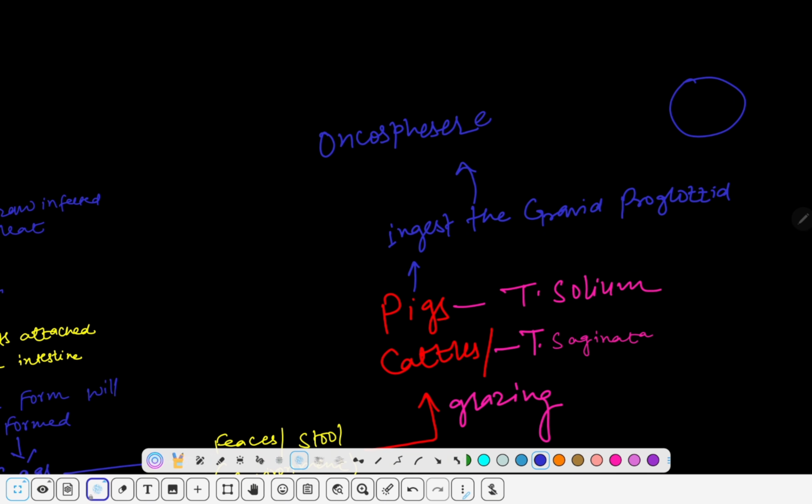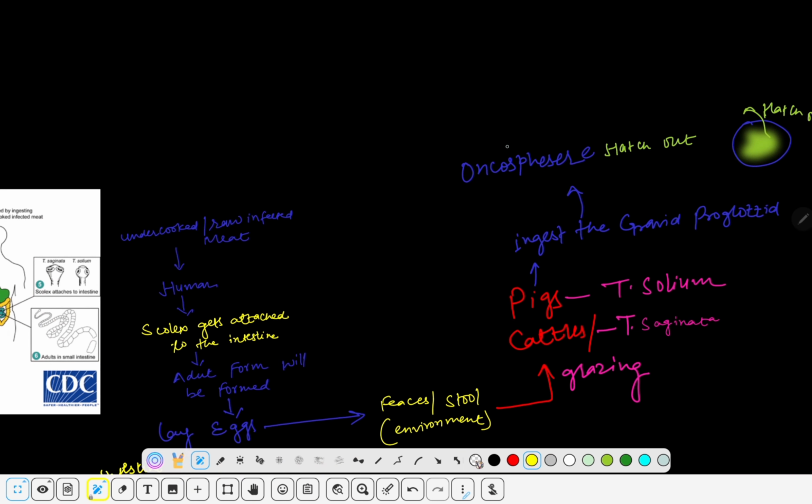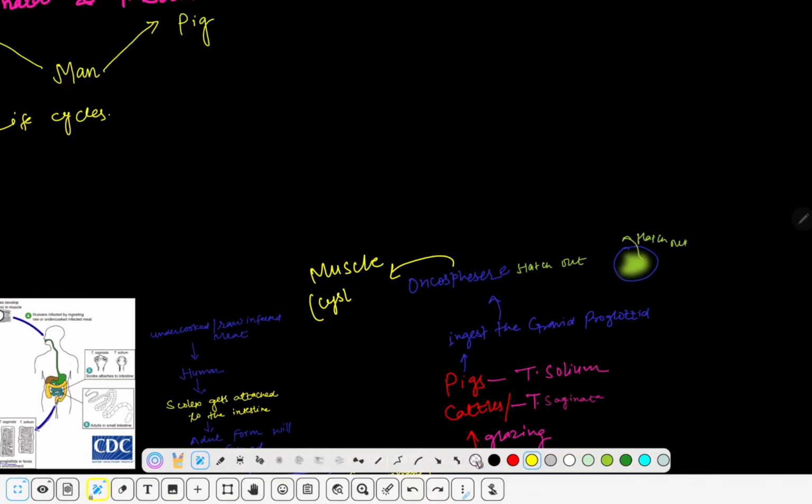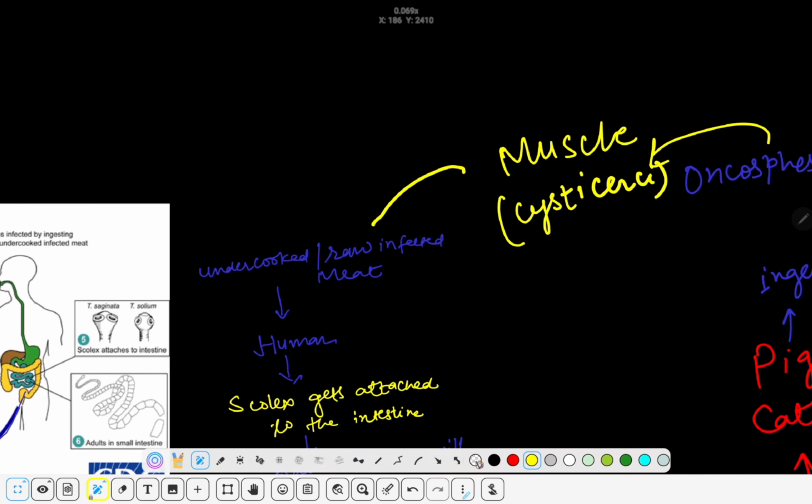Let's talk about the oncosphere. This is an egg, and in it there is an oncosphere, and this oncosphere will hatch out. It hatches out and gets into the muscles of the cattle. In the muscles of the cattle it forms cysticerci, and these cysticerci will be taken up by man. In undercooked or infected raw meat that we eat, we get these cysticerci in us, and then again this whole process goes on.